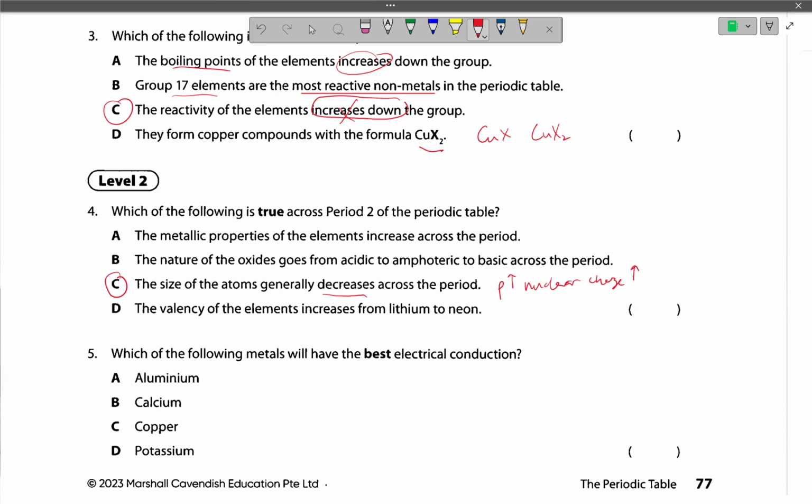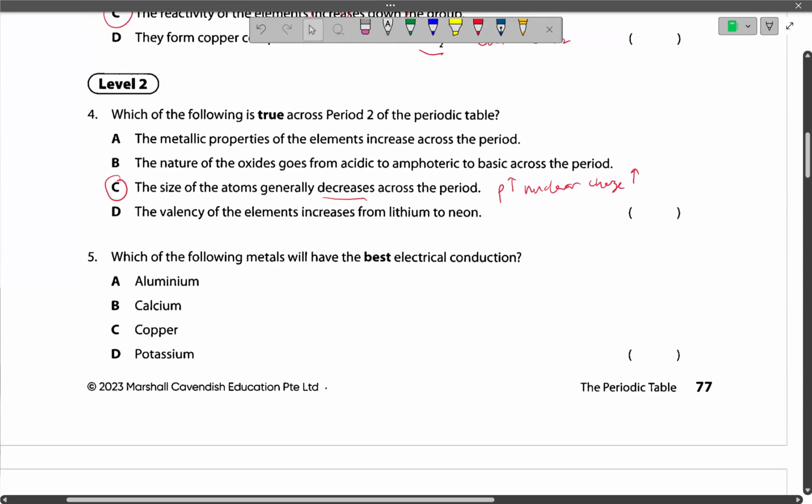And that's true. Number 5, which metal has the best electrical conductivity? Now down here, what are we looking at?